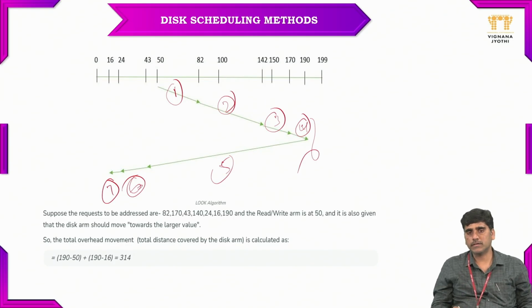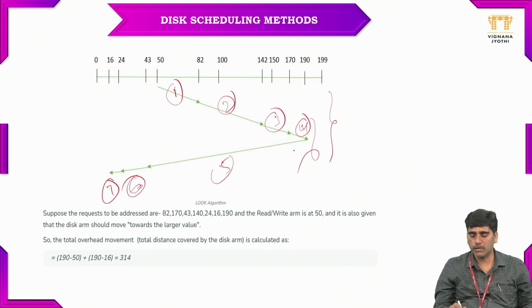So all these movements do not go up to the end of the disk; they go only up to the end of the service. 190 is the end of the service, so we reach the end of the service and take the reverse direction back. The other end of the service is 16. This is the way we can utilize the look algorithm.